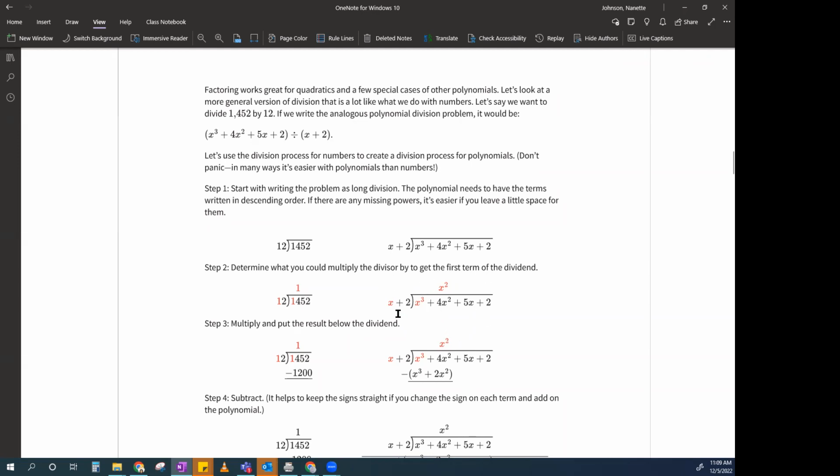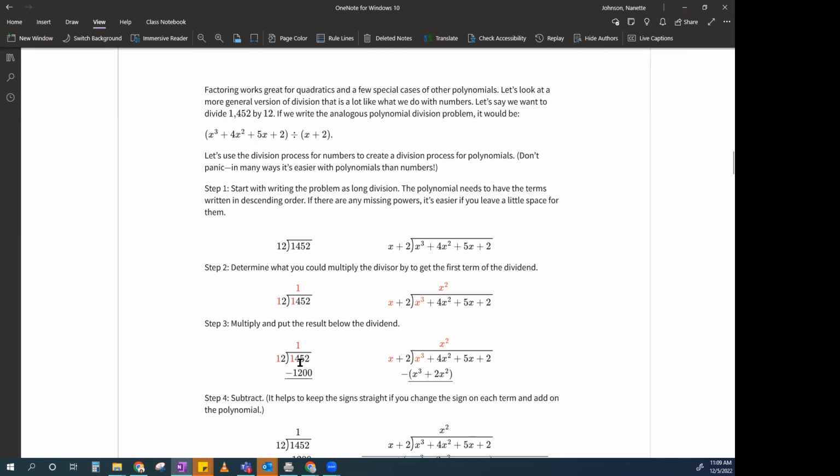Okay, so then I say, how many x's go into x cubed? And you say x squared, or x times what gives me x cubed? Do you see your two options here? Same thing goes here. How many 12s go into 14? And you say 1. Or 12 times what would get me close to 14? And you'd say 1. Exactly. x squared times x equals x cubed. Everybody okay with this? Then the next thing that we would do is we would multiply. 1 times 12 is 1,200, right?